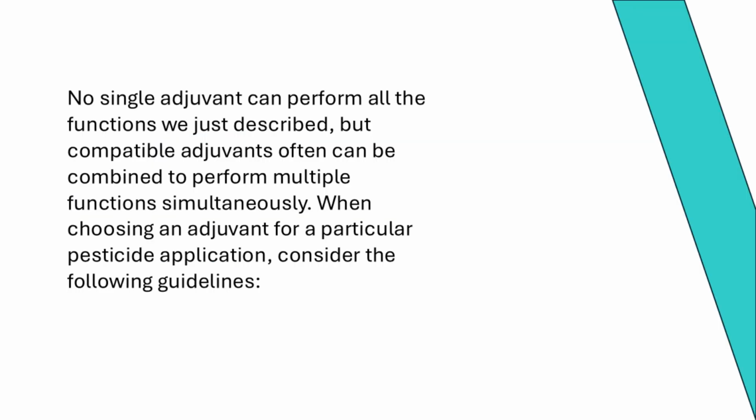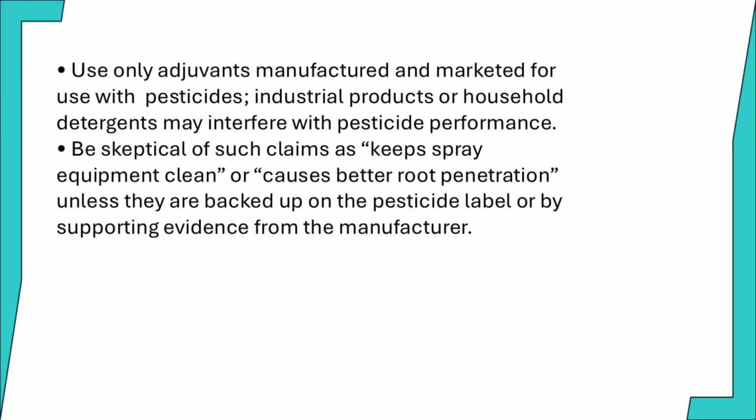Choosing the right adjuvant. No single adjuvant can perform all the functions we just described, but compatible adjuvants often can be combined to perform multiple functions simultaneously. When choosing an adjuvant for a particular pesticide application, consider the following guidelines. Use only adjuvants manufactured and marketed for use with pesticides. Industrial products or household detergents may interfere with pesticide performance.